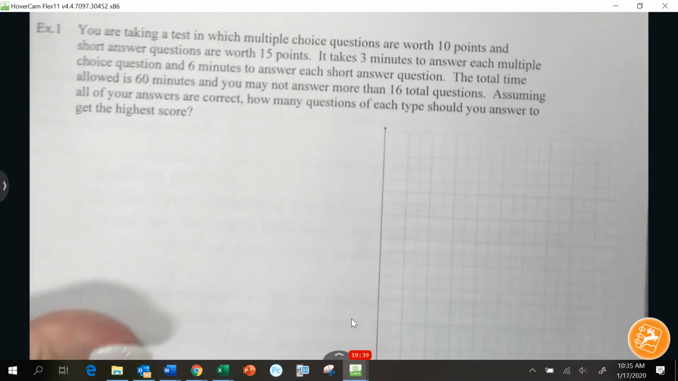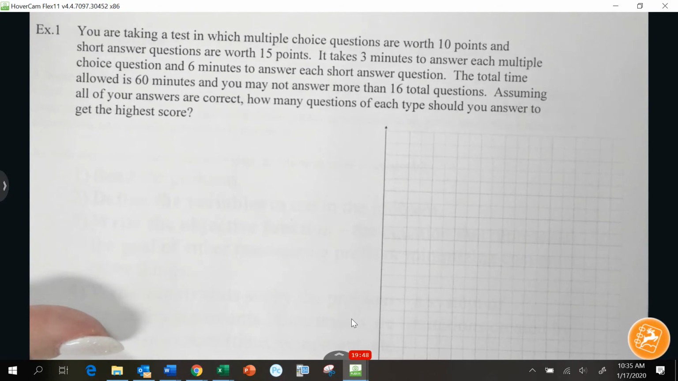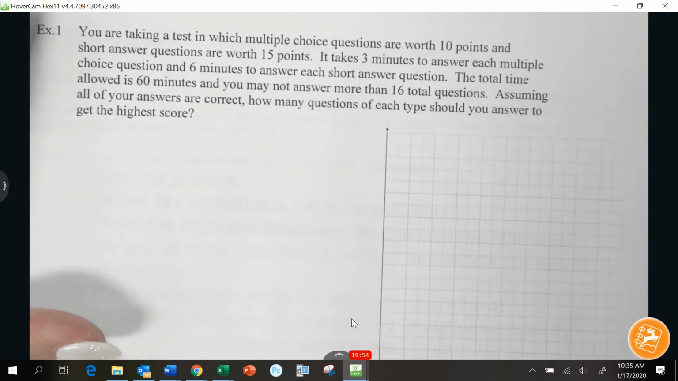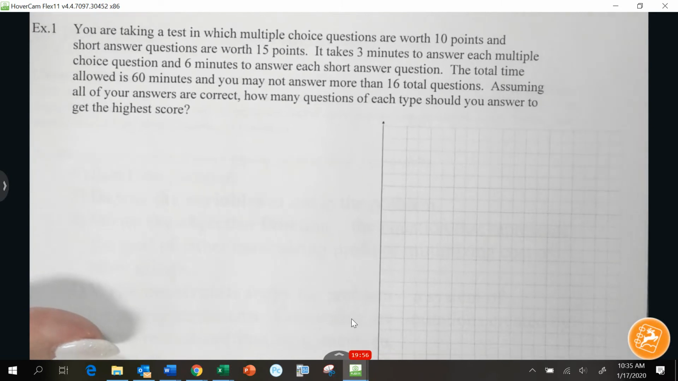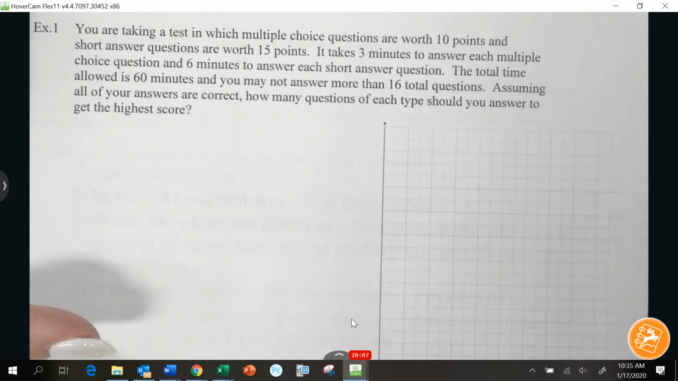You are taking a test in which multiple choice questions are worth 10 points and short answer questions are worth 15 points. It takes 3 minutes to answer each multiple choice question, 6 minutes to answer each short answer. The total time allowed is 60 minutes, and you may not answer more than 16 total questions. Assuming all of your answers are correct, how many questions of each type should you answer to get the highest score?